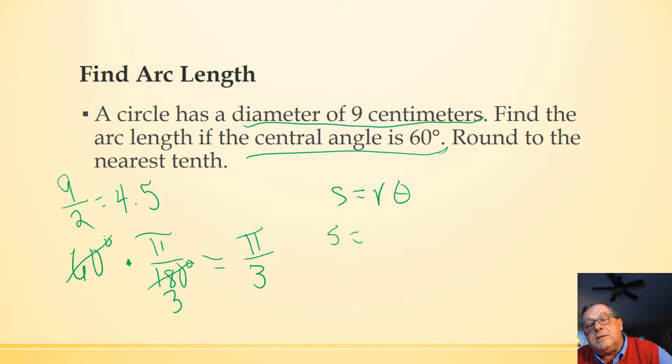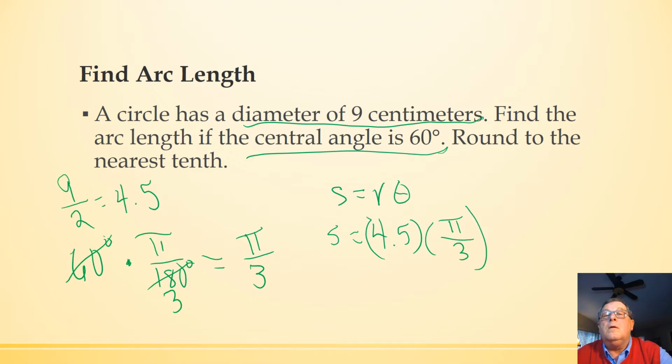And this arc length is equal to our radius, which is 4.5, times pi over 3. And I think perhaps I should include the calculator here to do this calculation. I can tell you that it's going to be equal to 4.7 centimeters. But we're going to jump over here to the calculator and finish this thing up.